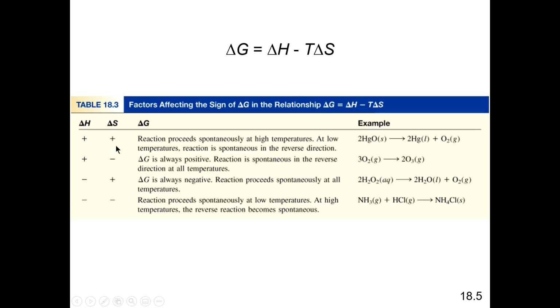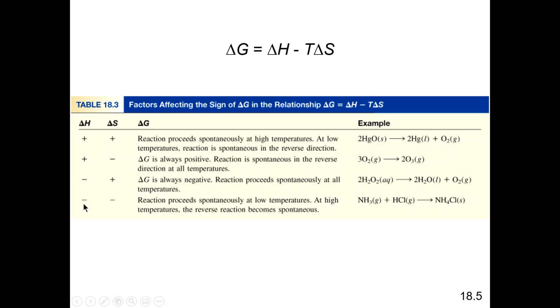Now, if delta H is positive and delta S is negative, right, that means that delta G is always going to be positive. Because this will be positive, and because this is negative, that negative sign makes all of this positive, so delta G would be positive, which means that the reaction would be non-spontaneous. So it doesn't matter what the temperature is, the reaction will be spontaneous in the reverse direction. Okay, if we switch these two, so delta H is negative and delta S is positive, that means delta G is always going to be negative, which means that the reaction is going to be spontaneous.